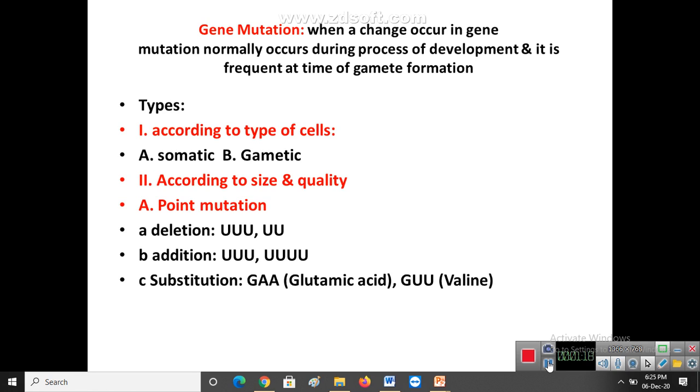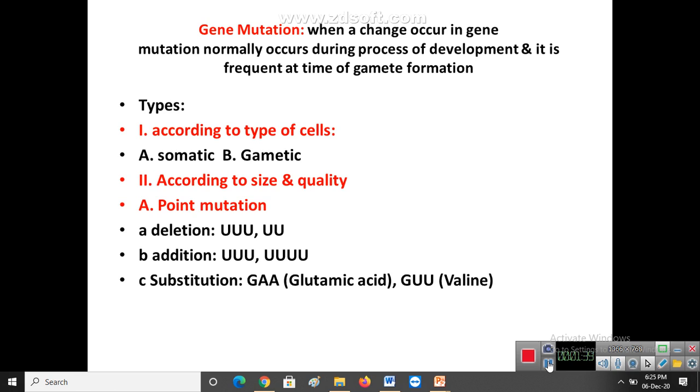First one is the somatic mutation. When the mutation occurs in a somatic cell, the non-reproductive cell of the body, it is called somatic mutation. This type of mutation takes place in one cell or its daughter cells and it cannot be inherited. Therefore, it is not very important.